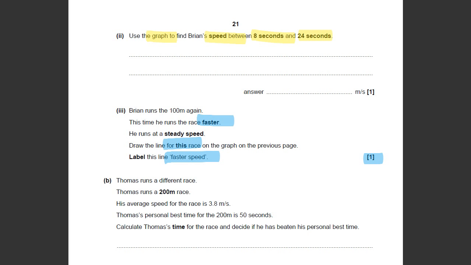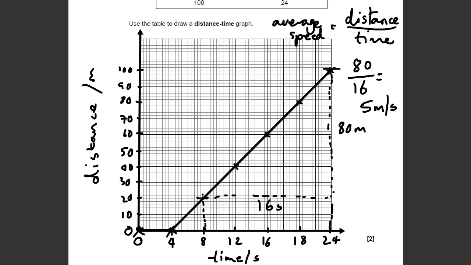So we're looking for a line which is a faster speed. Have a little go at that. Try and remember what the slope of a graph looks like or represents on a distance time graph. Pause it and have a go.